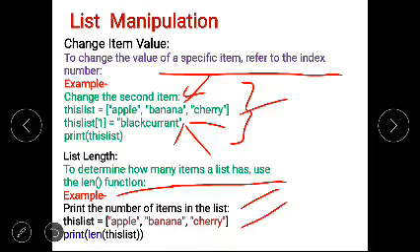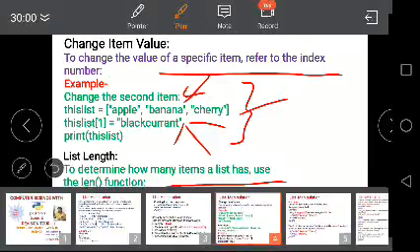This list: apple, banana, cherry, print len. Here see the syntax with an example. Len of this list. What will happen? This will return the length of this list for you. Okay, let us move a bit ahead.